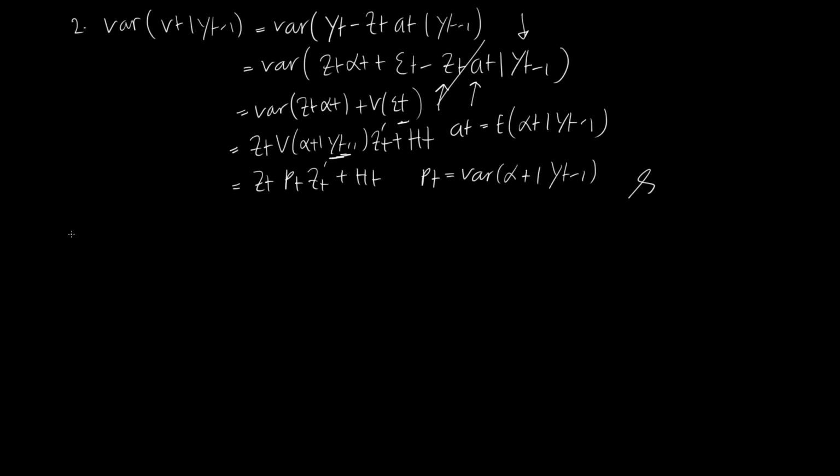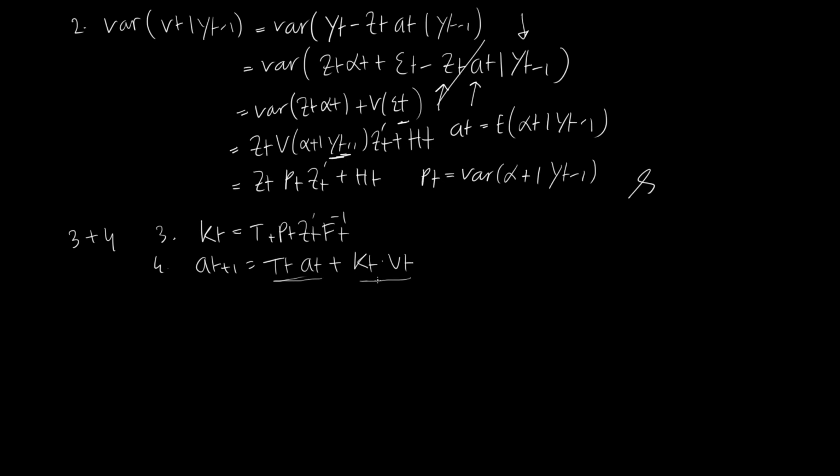We're going to derive the third and the fourth one together. Recall that the third one was the Kalman gain, K_t = T_t P_t Z_t' F_t^{-1}. It seems very arcane. And the fourth one was the update for a_{t+1}, given by T_t a_t + K_t v_t. So for a_{t+1}, we make a prediction based on the model and then adjust it based on the prediction error times the Kalman gain. That kind of intuitively makes sense.